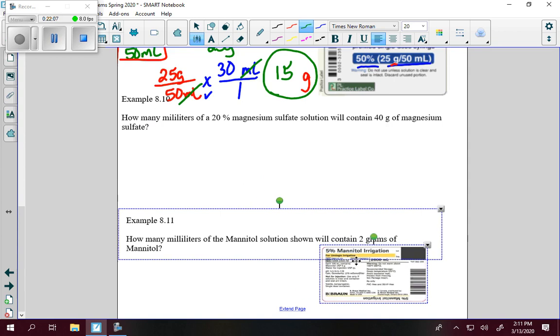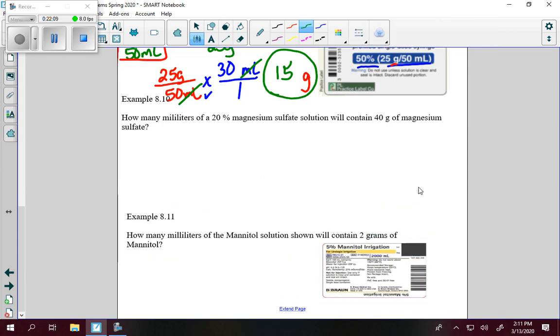And the next problem says how many milliliters of a 20% magnesium sulfate solution will contain 40 grams of magnesium sulfate. What I'm going to do is first set up my percent fraction, or my strength fraction, using the percentage that I'm given, which is 20%, so it's going to be 20 over 100. And I have to look to see if there's grams or milliliters. So when I go back to read this whole thing, I'm looking and looking, and oh, I see grams. So grams tells me that there are 20 grams to 100 milliliters, or 100 milliliters to 20 grams.